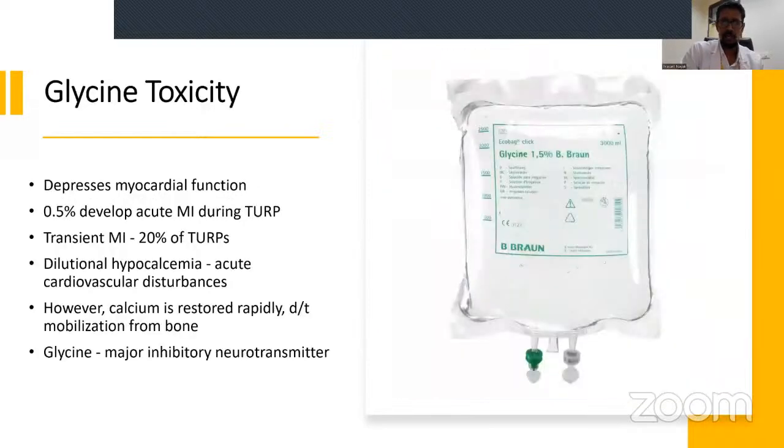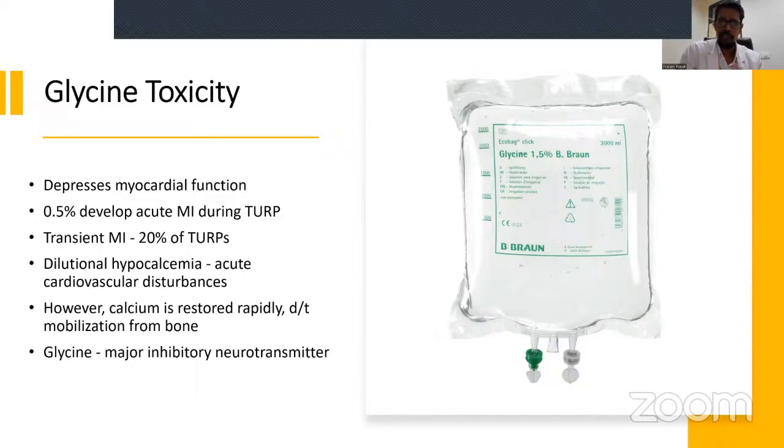Glycine, as such, when large amounts get absorbed, can depress the myocardial function. So 0.5% of these patients would develop an acute MI during TURP. There is some data to say that about 20% of all patients who undergo monopolar TURP have some kind of transient MI. I was also surprised when I was going through the data, but this has been recorded, and they find cardiac enzyme elevation in up to 20% of patients. These patients would also have a dilutional hypocalcemia, but calcium is restored rapidly, so it gets mobilized. So generally, we do not see the consequences of hypocalcemia.